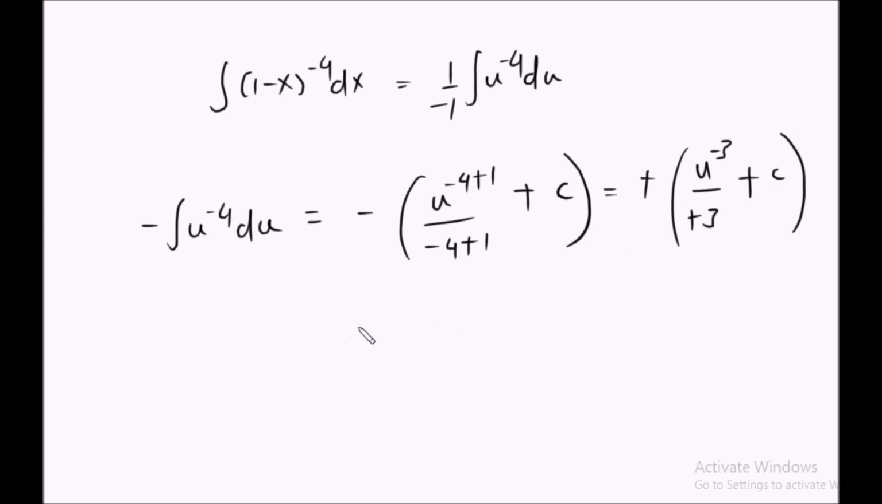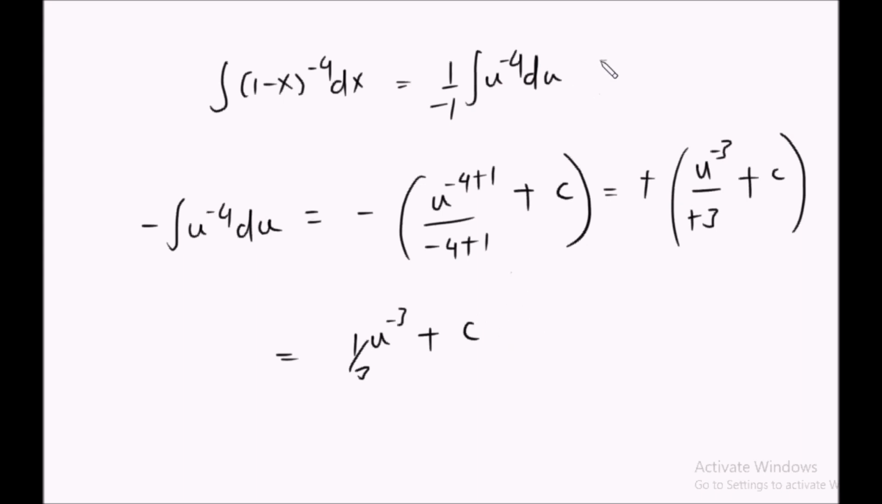Okay, so itakuwa nini? Itakuwa ni 1 over 3 u power -3 plus c. So najua ungeweza kusema nikiingiza negative hapa itakuwa minus c. Okay, c, it doesn't matter uweke plus c au minus c, yote sawa. Okay, c is just c.